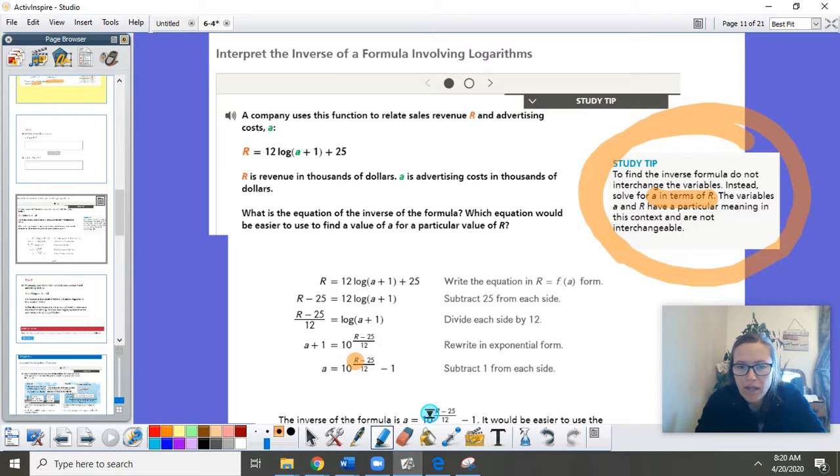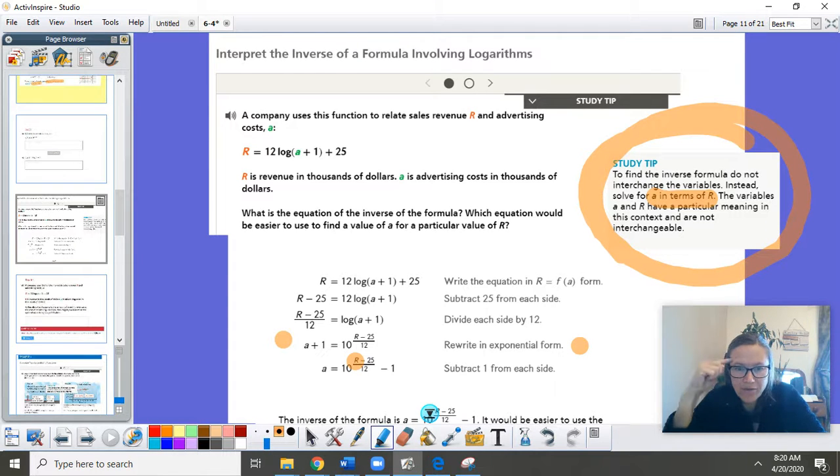So R is right there in our very final step, where R is acting as our independent variable. The variables A and R have a particular meaning in this context and are not interchangeable. So as you go through, you should be thinking, okay, I'm solving for A, and you're going to solve for A just like you would for Y. And so the crux, of course, is going to be rewriting it in exponential form.